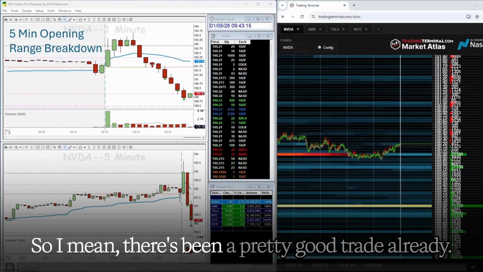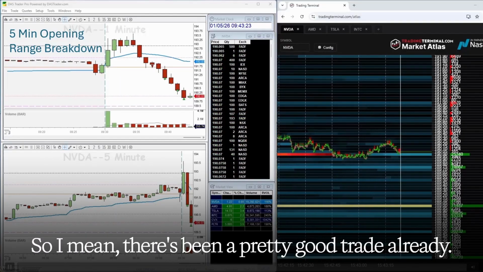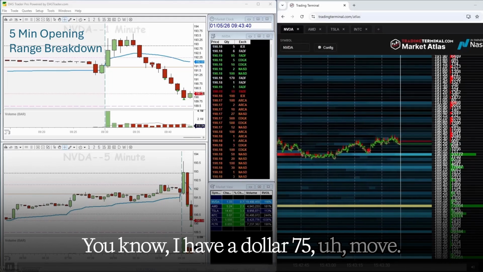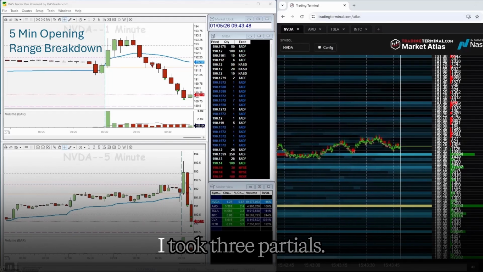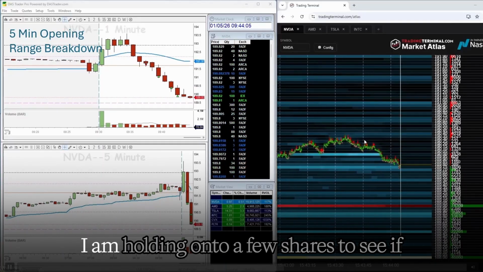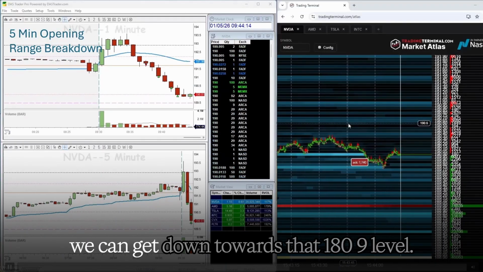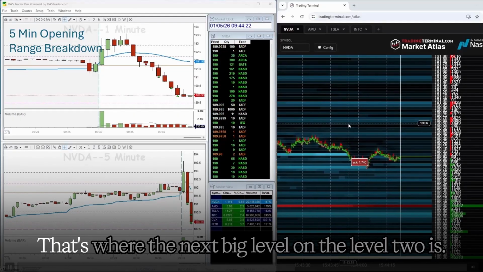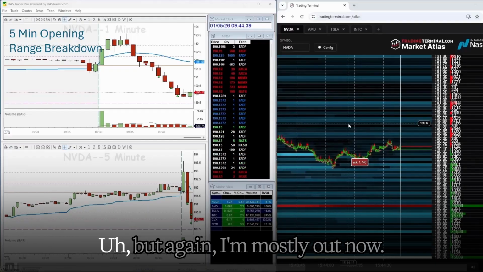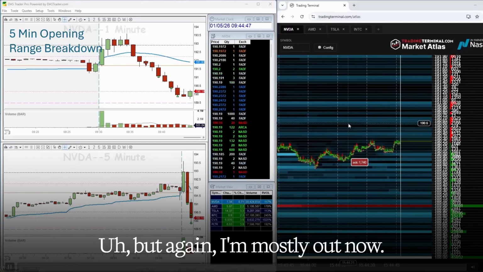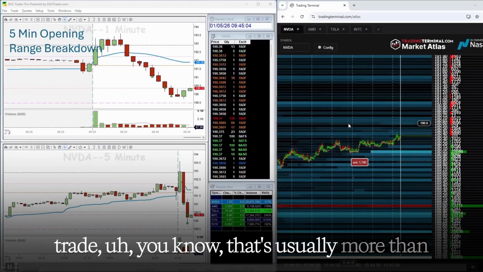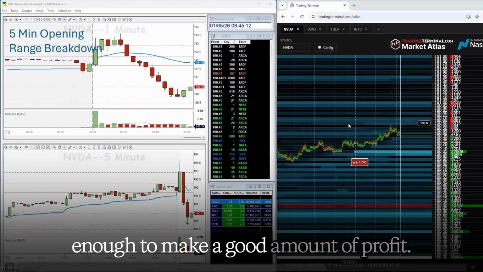So I think it's been a pretty good trade already. I have a $1.75 move. I took 3 partials. Right now I'm pretty much out of this trade. I am holding on to a few shares to see if we can get down towards that 189 level, which is the next big level on the level 2. But again, I'm mostly out now. If you can get a $2 move on a trade, that's usually more than enough to make a good amount of profit.